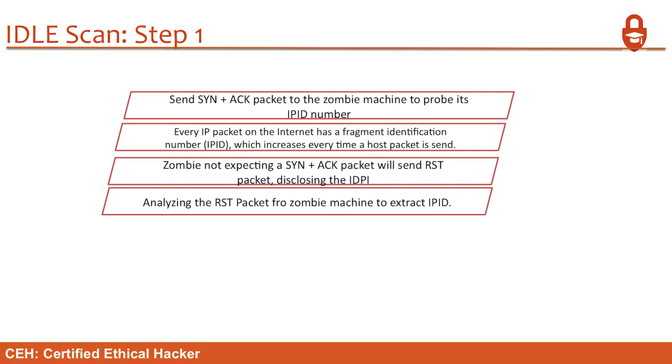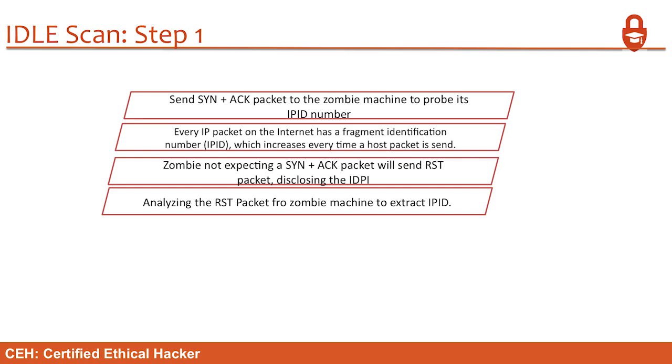So when it sends the reset packet to us, it also exposes its current IPID, what the current sequence number is at. So we want to analyze the reset packet from the zombie machine, extract that IPID number, and then we're going to start throwing numbers at it, guessing it until it starts talking to us. So that's kind of the plan. I explained that earlier. You can kind of see that at the bottom.